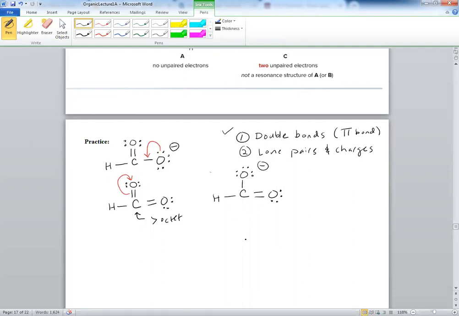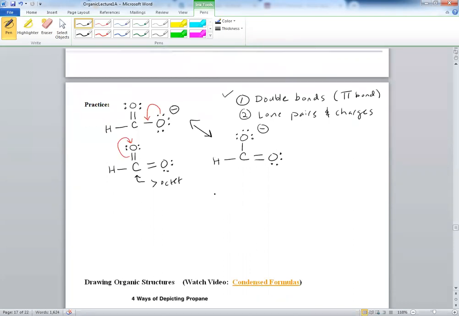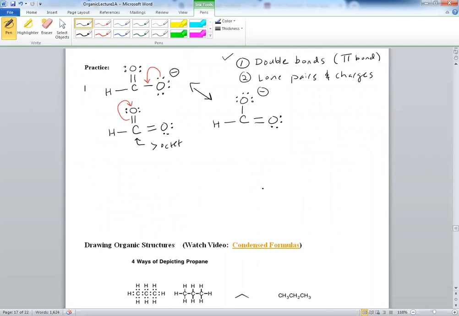Now, can you draw another one? Can you draw another resonance structure? And notice the arrows that I'm using here. No, you cannot. If you try to move some over here, they can't jump. They can't take a big leap like that. So you're done. You only have 2. Now, let's go to another one.